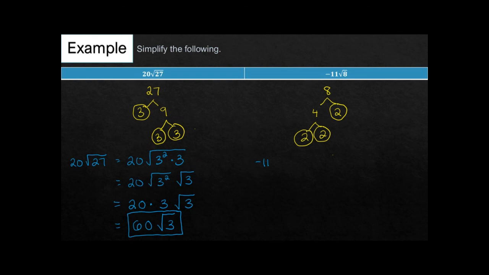So I have negative 11 times the square root of 8. I'm rewriting this as negative 11 times the square root. And then again, I'm going to group these in pairs. So I have 2 times 2, which is 2 squared. And then I have a third 2 left over. Now, just like on the left, I'm going to take the multiplication inside the square root and turn it into multiplication of square roots. So that I have the square root of 2 squared times the square root of 2. And then I have that negative 11 still in front.